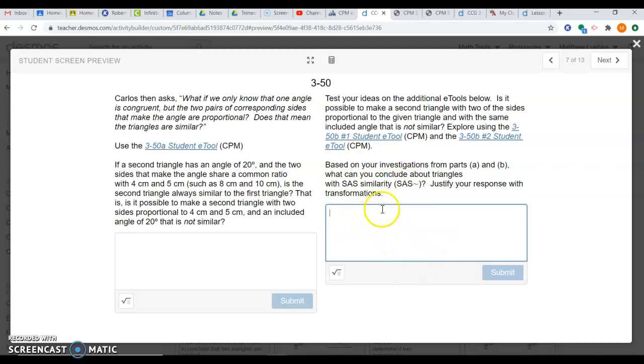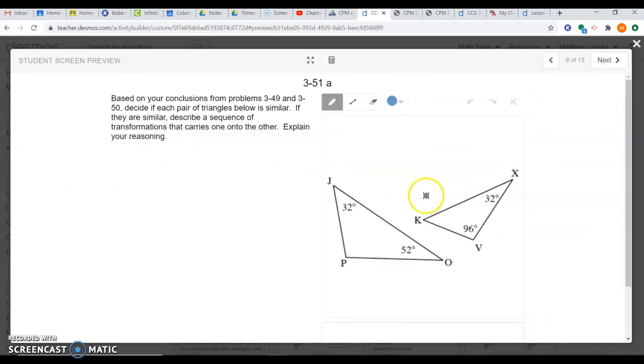So let's justify how we saw it and how we know that this relationship exists and that it works. And then we can say that's our second similarity relationship we see today, and this is a big takeaway. We had angle, angle, and now we have side, angle, side. And then we practice using them here and in the following problems.